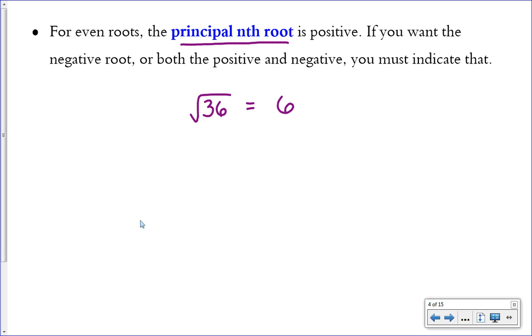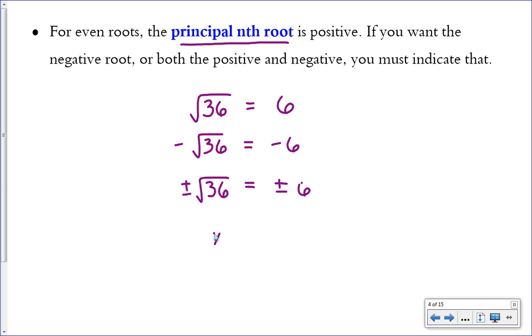Although, you know that negative 6 times negative 6 also gives you 36. If they wanted the negative answer, they would have to ask for the negative root, which would look like this, right? They would have to put the negative in front so that you would know they're looking for the negative answer. And if they want both, then they need to show both in front of the radical sign. Plus or minus the square root of 36 would be plus or minus 6 as the answer.